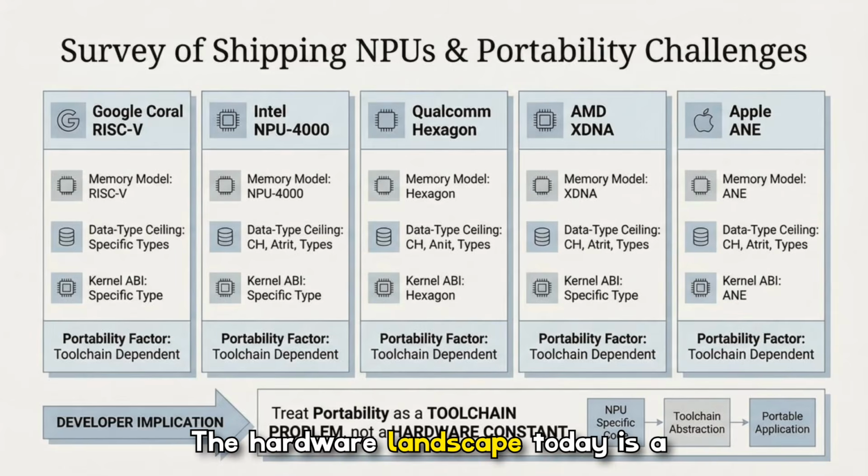The hardware landscape today is a mosaic. Google Coral, Intel NPU, Qualcomm Hexagon, AMD XDNA, and Apple ANE all ship different memory models, data type ceilings, and kernel ABIs, making portability a toolchain problem rather than a hardware constant. In practice, this means engineers must treat portability as something solved by tooling and abstraction layers, not by assuming a single runtime behavior across devices.